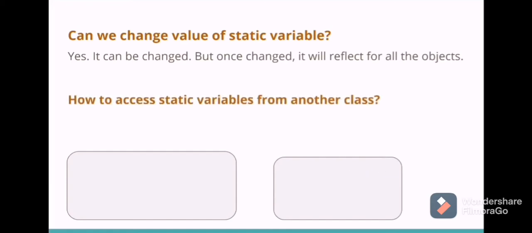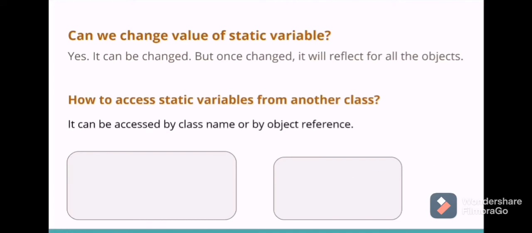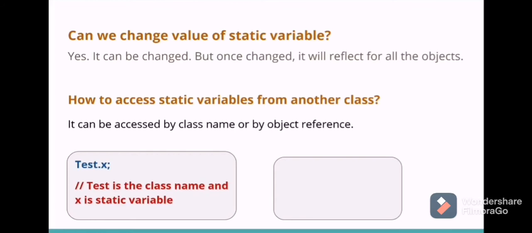How to access static variables from another class? To access static variable, we can either use class name or object reference. For example, test.x. Here test is the class name and x is the static variable. Similarly, test t = new test(); t.x. Here t is the reference.